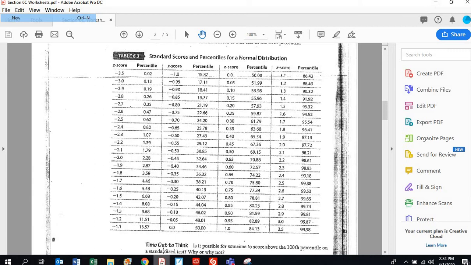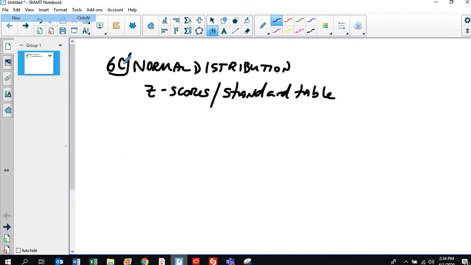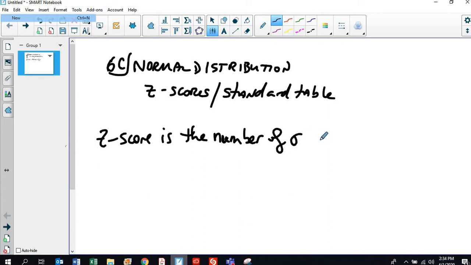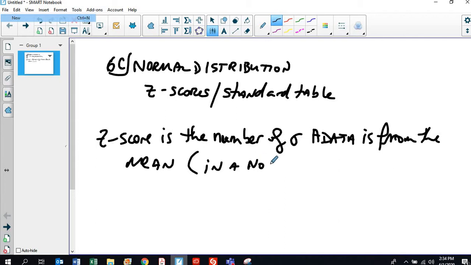Here's what the Z-score really means. My definition: the Z-score is the number of sigma, the number of standard deviations, a data point is from the mean, in a normal distribution. If you remember the 68, 95, 99.7 video, we counted by whole standard deviations. If the standard deviation was 20, we counted by 20s. Here, we can think of standard deviations not just as whole numbers, but half of a standard deviation or 0.32 of a standard deviation or whatever. That's how the Z-score lets us do that.